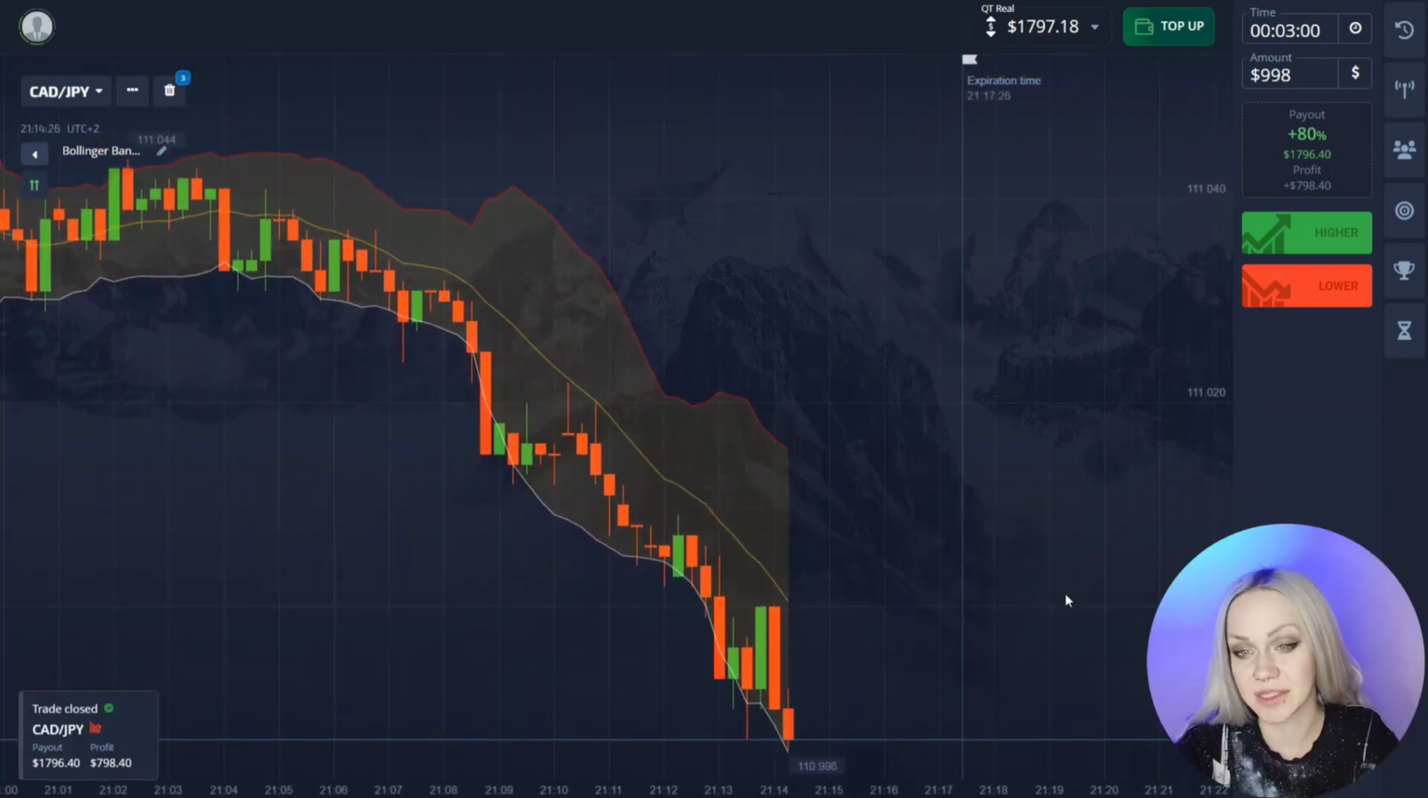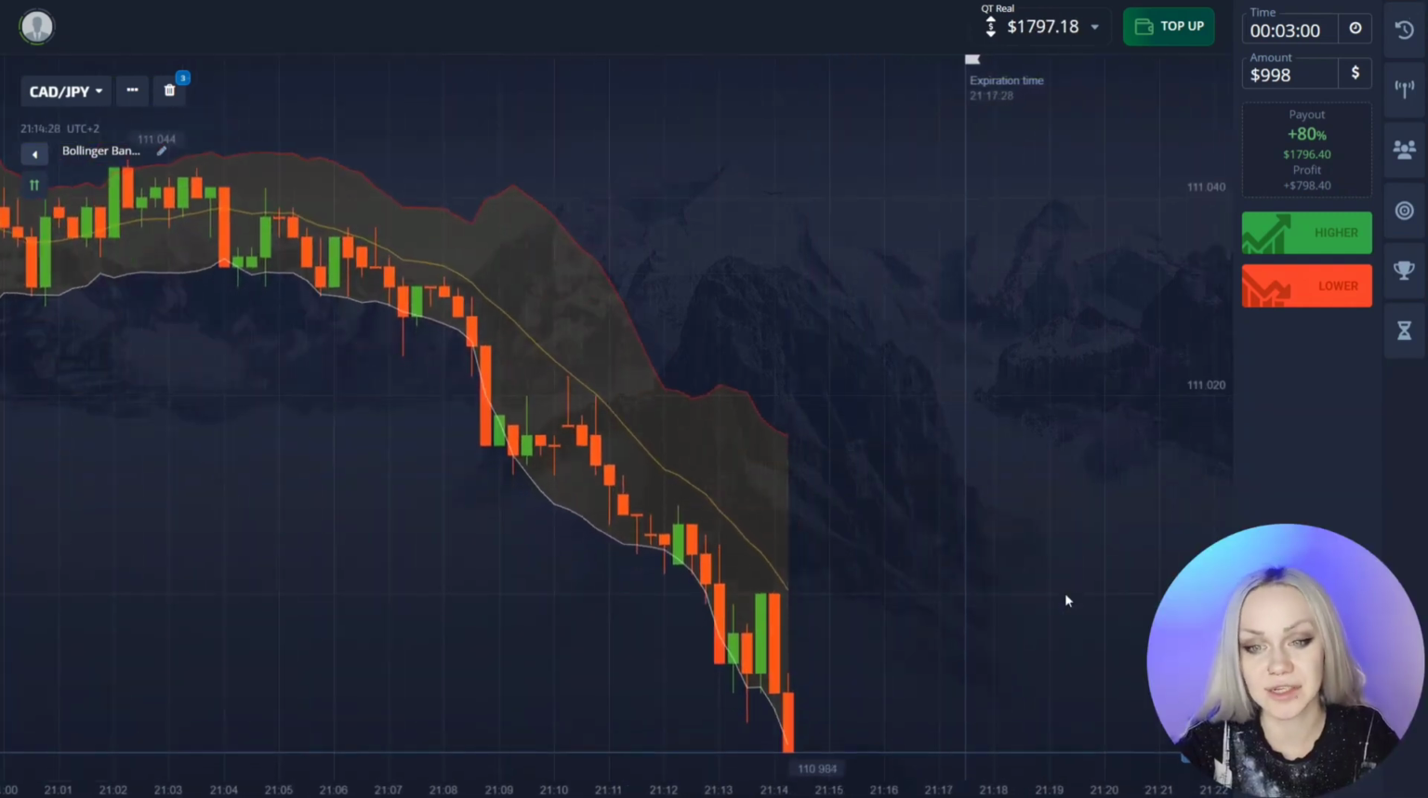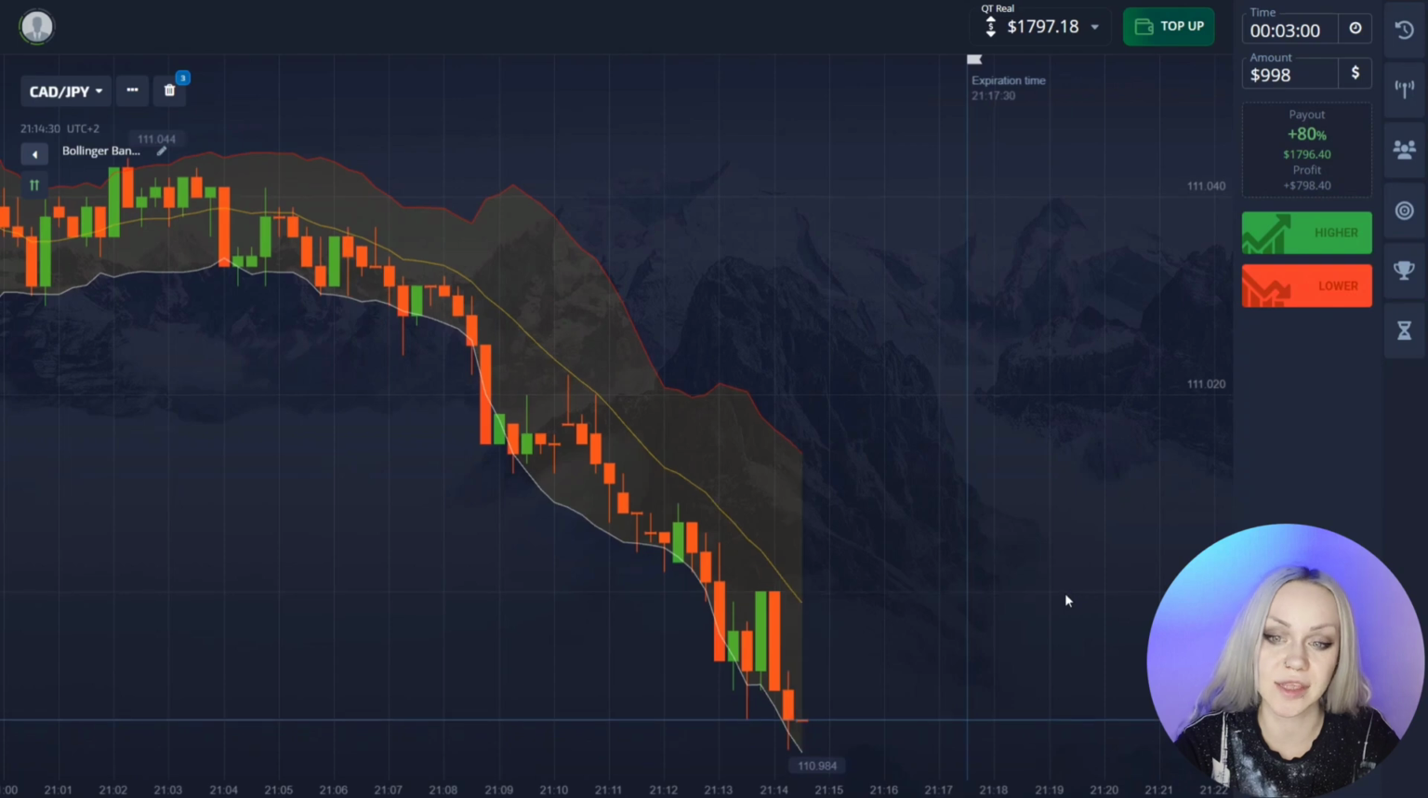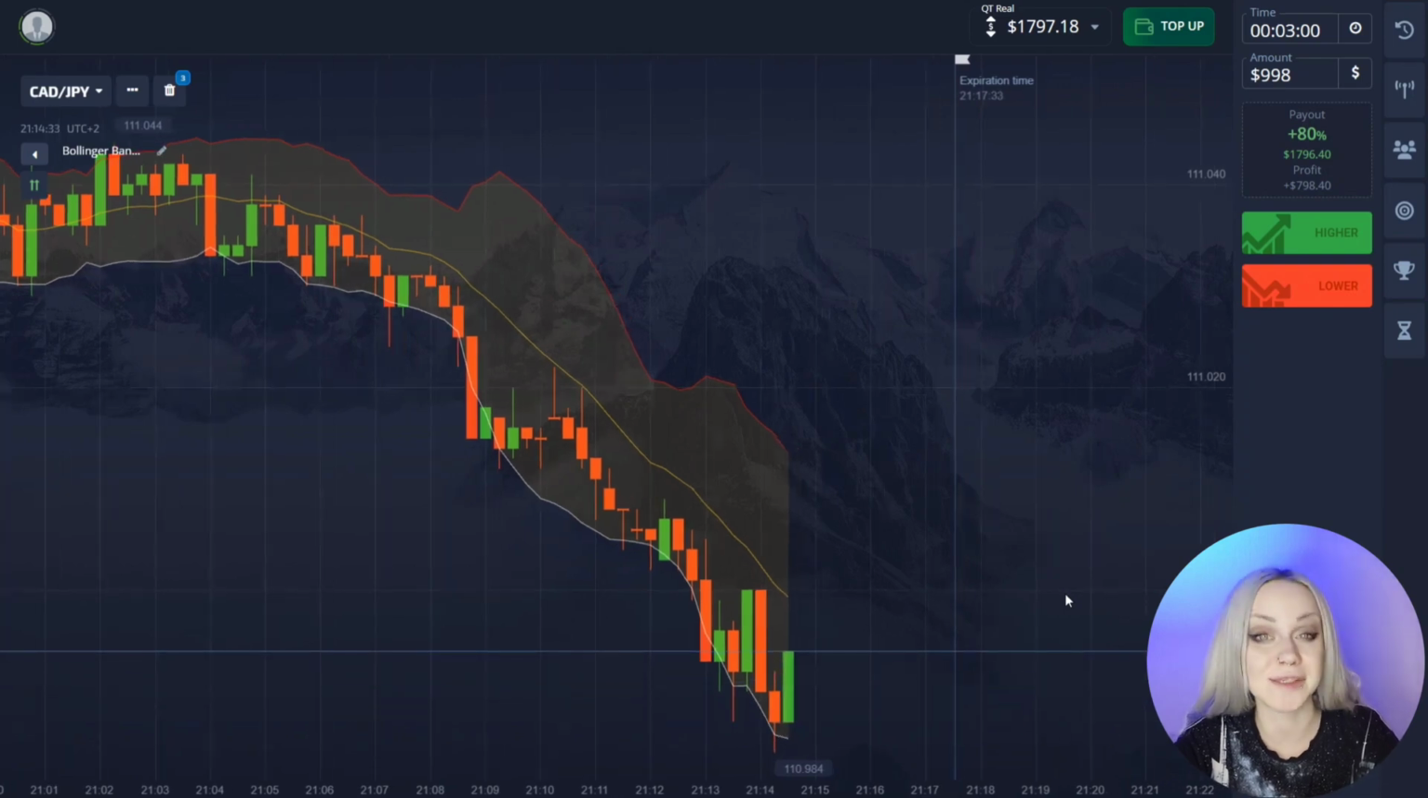As you can see, my scenario shows itself perfectly. The chart continues to decline and our trade closes in plus. Now let's find the next position.